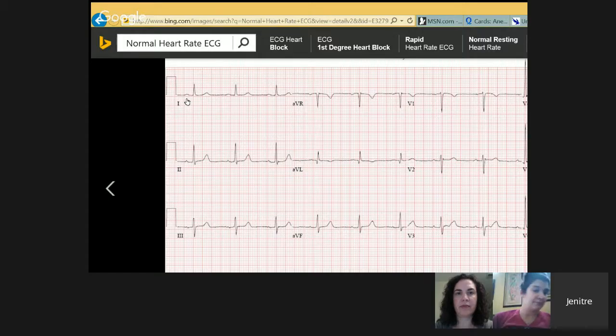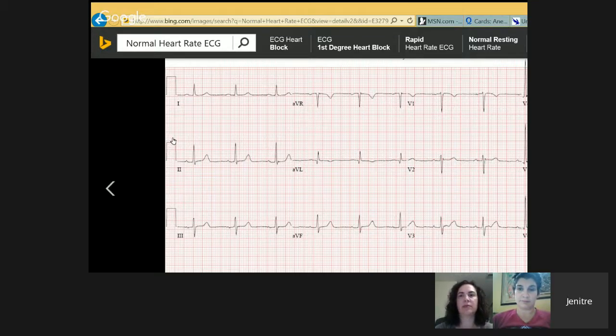64 beats per minute. We're going to look at the rhythm, which we got a P for every QRS. The R-to-R interval marches out. The P to P looks slightly off, but it marches out. Also, the PR interval is less than 0.2. The QRS looks around 0.08, so it's less than 0.12, so there's no block noticed. So I would say this rhythm is regularly regular.